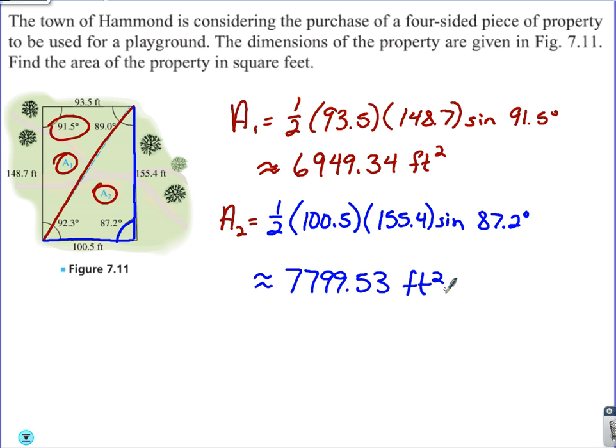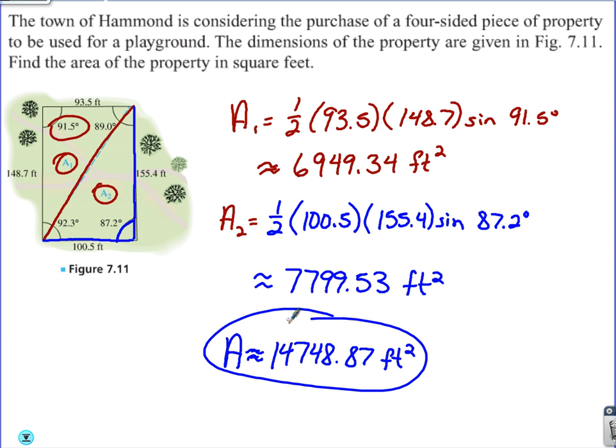Add those two areas together, you get, let's see, 6,949.34 plus 7,799.53, or it's approximately 14,748.87 square feet. That's the two areas added together.